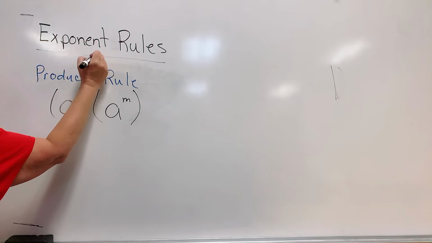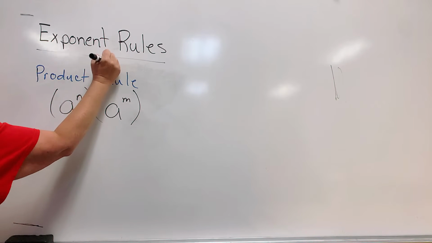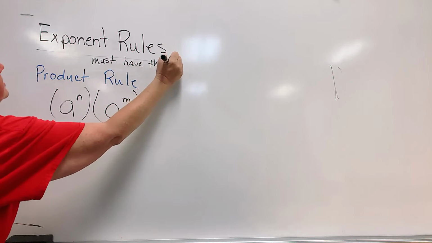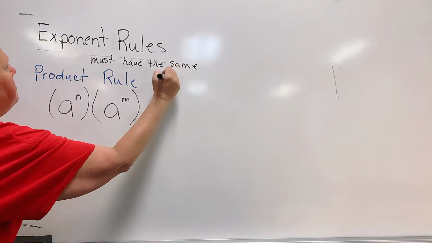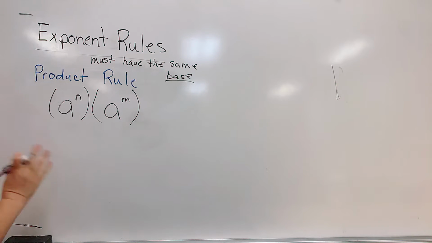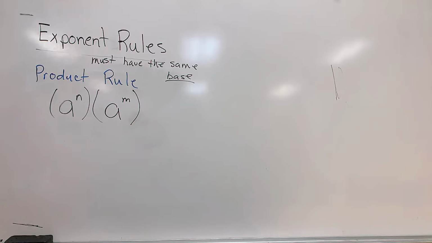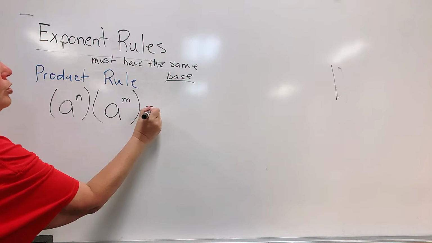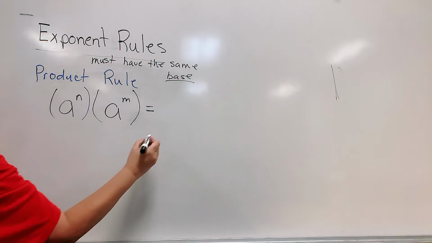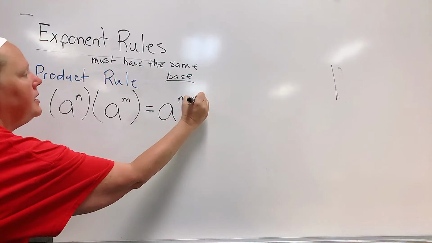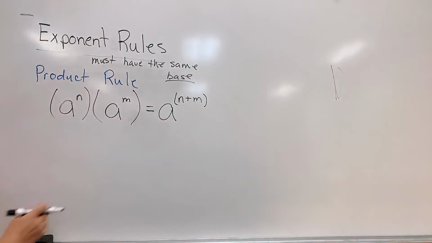Must have the same base. That is really important. If they don't have the same base, then this rule doesn't work. So if I have a to the n times a to the m, the rule tells me, all I do is I say a to the n plus m. I add the two exponents together.